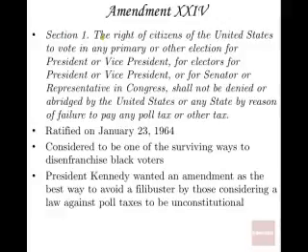Amendment 24, Section 1: The right of citizens of the United States to vote in any primary or other election for president or vice president, for electors for president or vice president, or for senator or representative in Congress shall not be denied or abridged by the United States or any state by reason of failure to pay any poll tax or other tax. This was ratified on January 23rd, 1964.